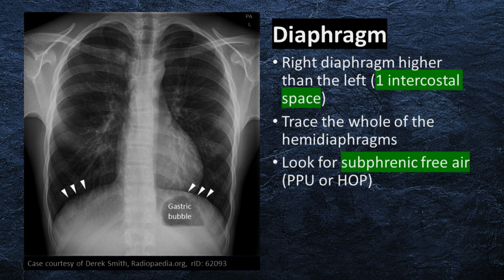D. Diaphragm. The right diaphragm is usually higher than the left by 1 intercostal space. Elevation of the diaphragm may indicate diaphragmatic paralysis or underlying pathology. Flattening of the diaphragm may indicate lung hyperinflation. Trace the lateral margins of the lung to the costophrenic angles. The costophrenic angles should be acute and sharp. Trace the hemidiaphragms into the vertebra. The whole of the hemidiaphragm should be visible. Check for any free air under the diaphragms.